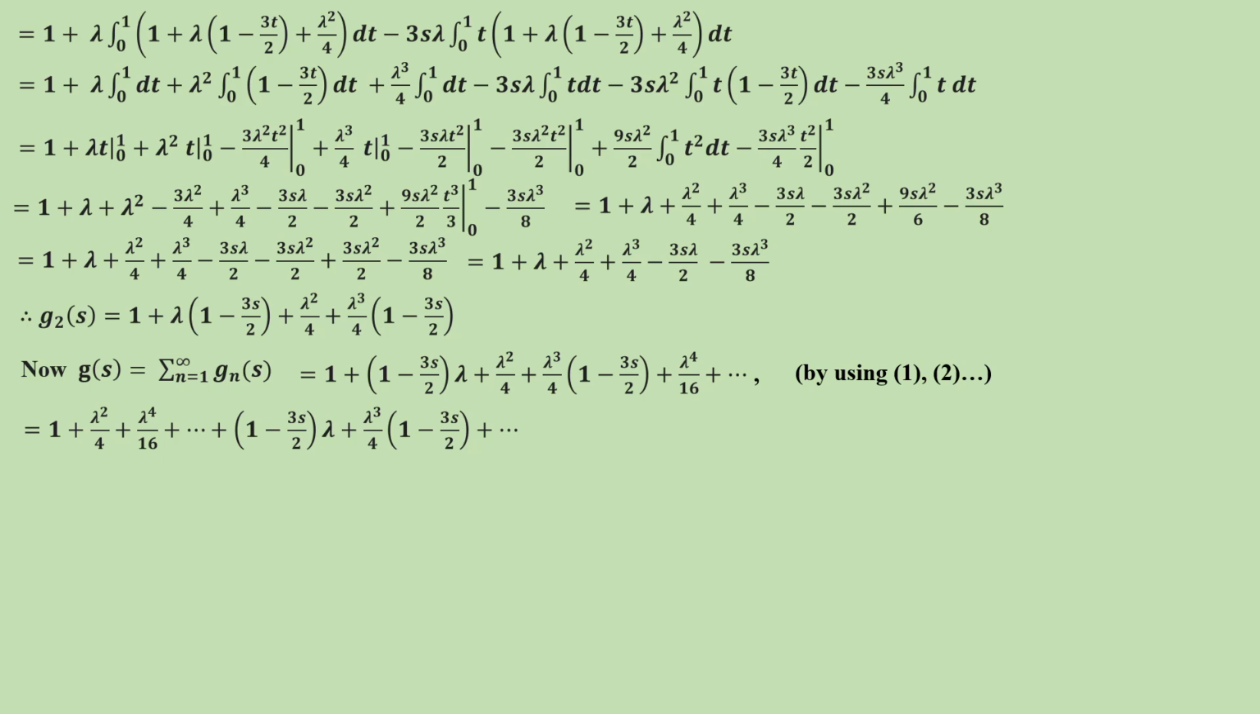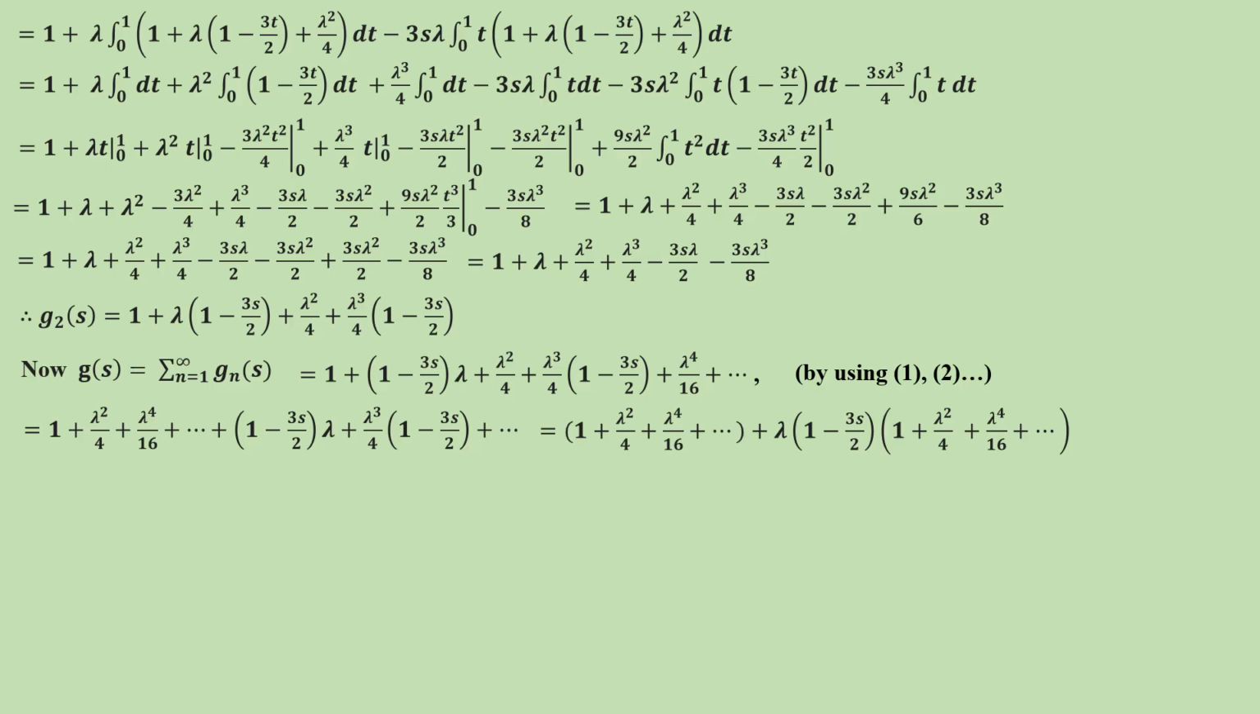The first, second and third terms you are taking, right? Then leaving the fourth term, fifth term, right? 1 plus λ²/4 plus λ⁴/16 plus etc. We are grouping that one. Then the bracket terms: (1 − 3s/2) into λ, that is the odd powers of λ, and the even powers of λ: (1 − 3s/2) λ plus (1 − 3s/2) into λ³/4 plus etc.